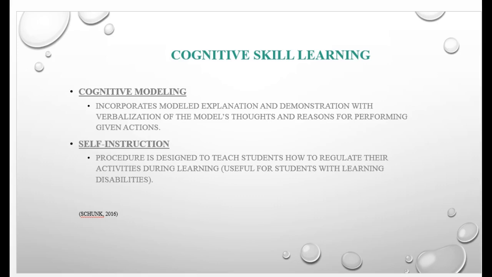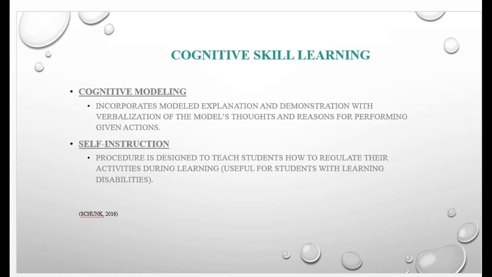And then self-instruction is designed to teach students how to regulate their own activities during learning. Self-instruction includes several procedures. The first is cognitive modeling, where the teacher would verbalize as well as demonstrate the behavior that they want the student to perform. Then the second procedure is overt guidance. The teacher would verbally go through the steps and have the student actually do the steps, so in active learning. Then overt self-guidance is the third step, where the student would verbalize as well as demonstrate what they're doing.